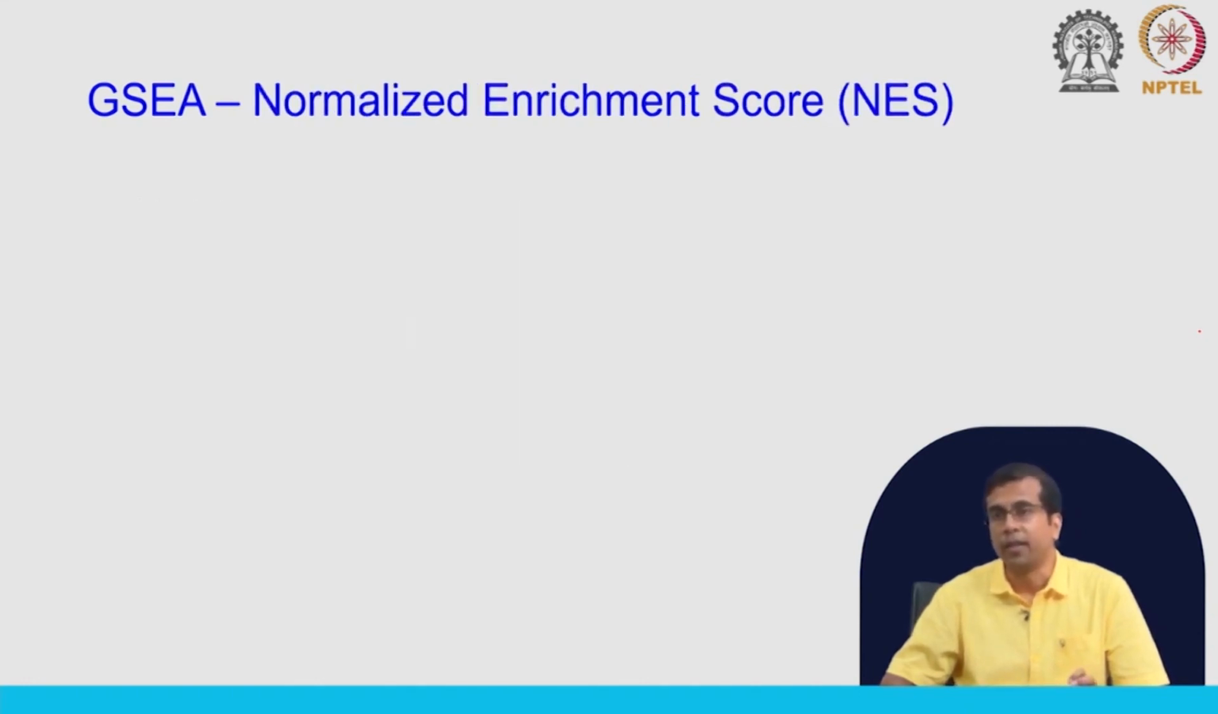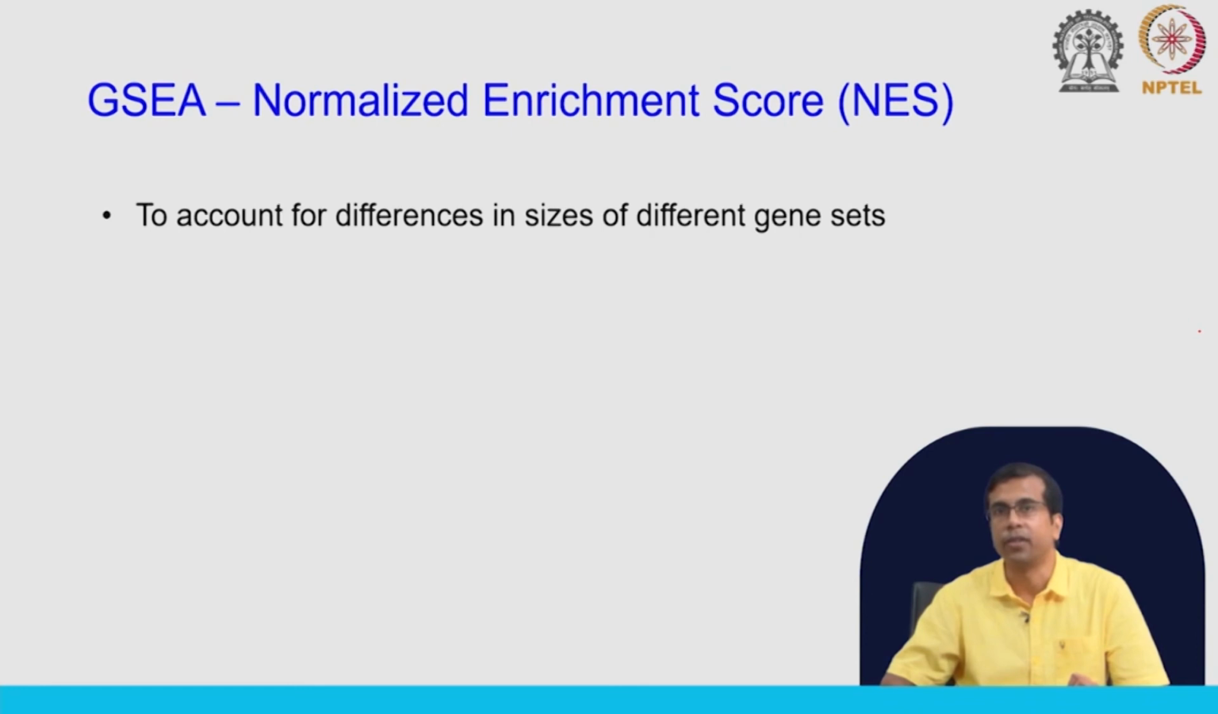In GSEA, there is something called normalized enrichment score that is also calculated. It is called NES. So, this is actually done to account for differences in sizes of different gene sets. So, when you are working with these gene sets in MSigDB, you will see that not all gene sets are of the same size. A gene set might have 10 genes, some gene set might have 15 genes, some gene set might have 50 genes.